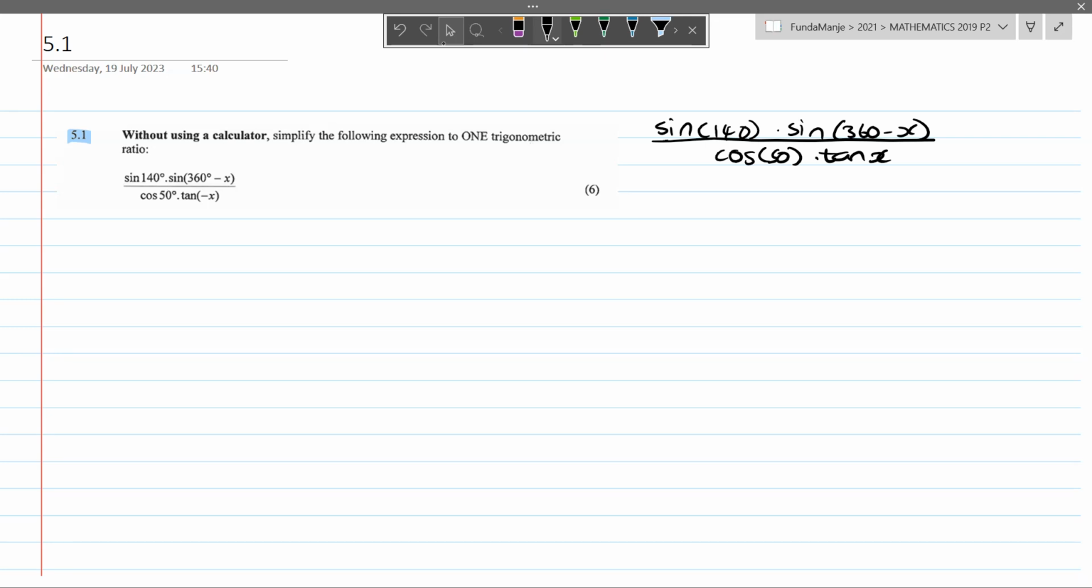And we have to simplify this to one trigonometric value or one trigonometric ratio, which can be either sine, cos, or tan. Just either one of these would be useful. So our first step is to reduce sine of 140. This can be written as sine (180 minus 40) multiplied by sine (360 minus x).